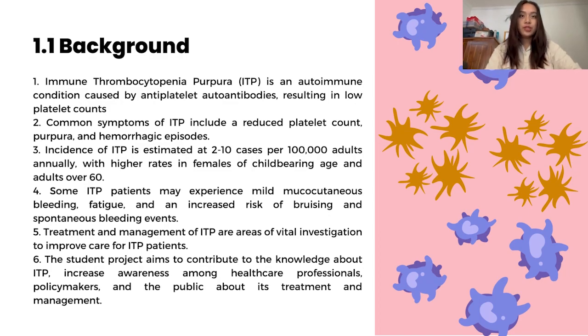So immune thrombocytopenia purpura is an autoimmune condition characterized by low platelet counts resulting from antiplatelet autoantibodies. Symptoms include a diminished platelet count, purpura, and also hemorrhagic episodes. The condition primarily affects females of childbearing age and adults over 60, with 2 to 10 cases per 100,000 adults diagnosed annually. While ITP patients are often asymptomatic, some may experience mild bleeding and fatigue, with severe cases posing an elevated risk of bruising and spontaneous bleedings.